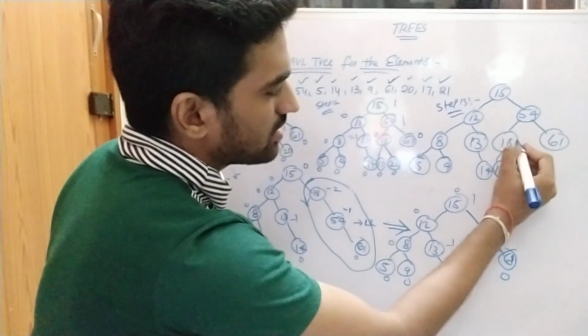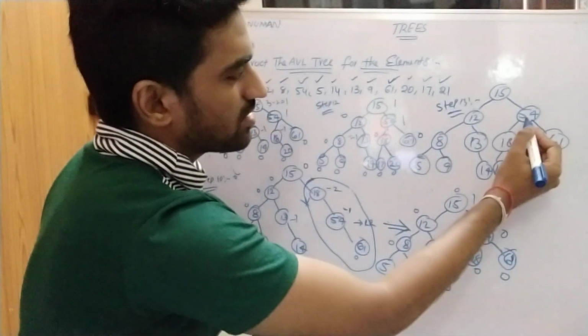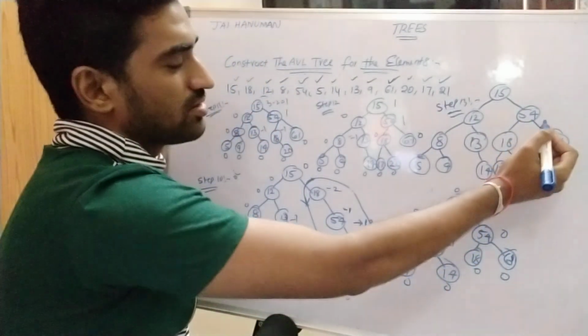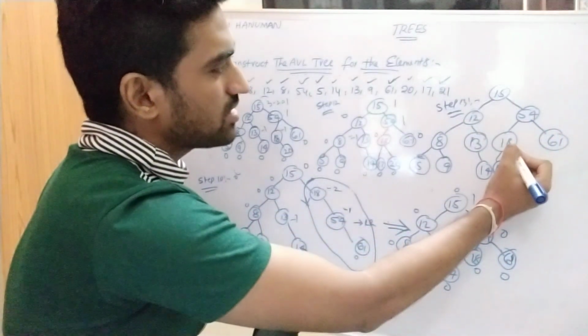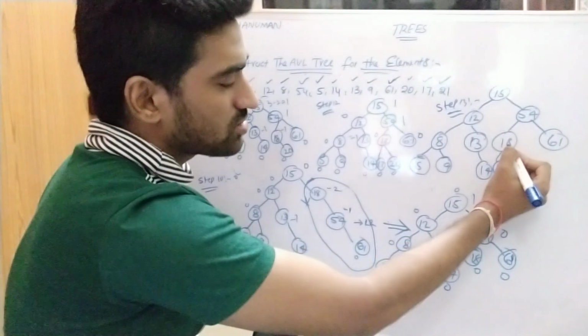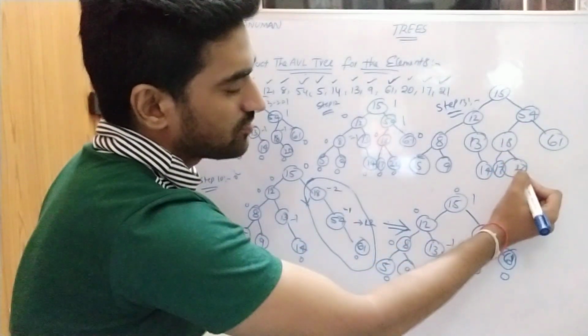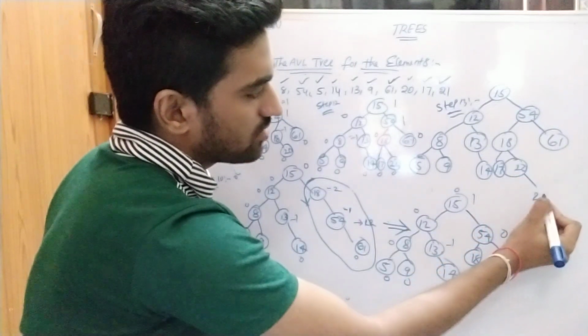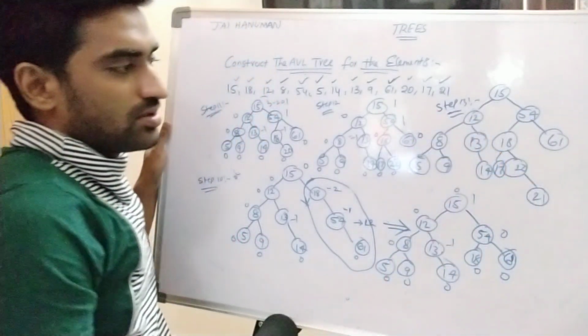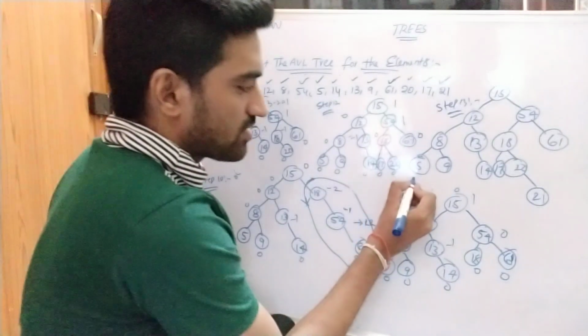We are inserting 21. So when compared to 54, this is a lesser value, then we go to 18. When compared to 18, 21 is a greater value, so that's why we move to the right position. When compared to 20, this is also a greater value. So we are calculating the balance factor for each and every node.